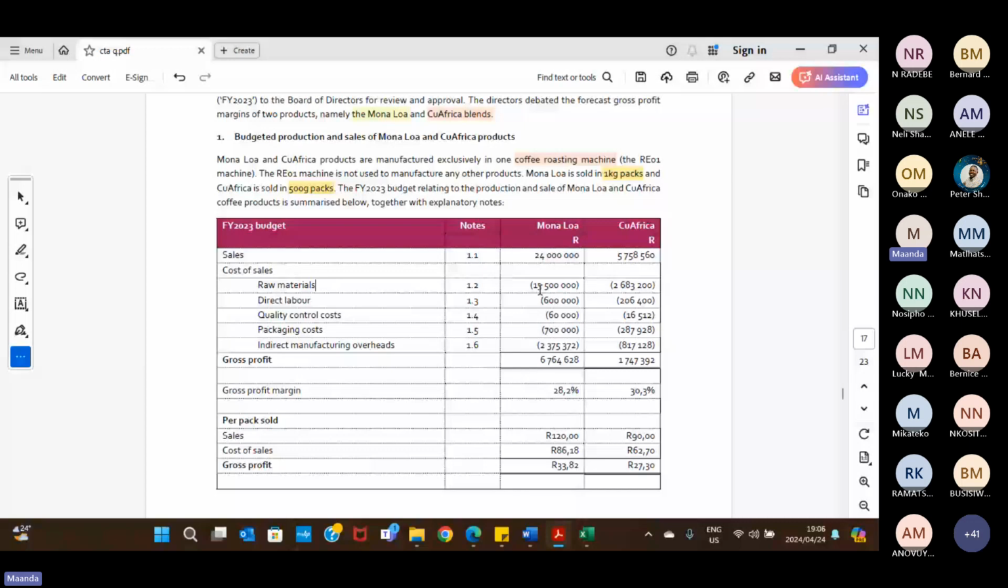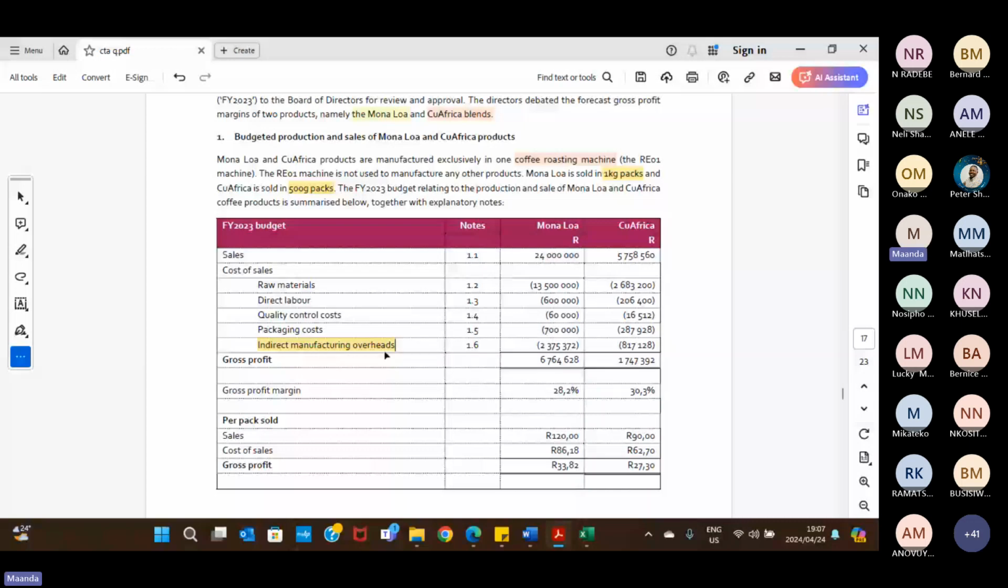Then I have direct labor, same, direct. Then I have quality control. Now I'm starting to think, quality control, can I really trace it directly? And I'm thinking, okay, we'll see when I go through it. Packaging cost, yes, I know I can trace packaging. I know I've spent this amount on packaging for one product, and this amount on packaging for the other, right? Indirect overheads, already I know I have to allocate these overheads between the different activities there, right?